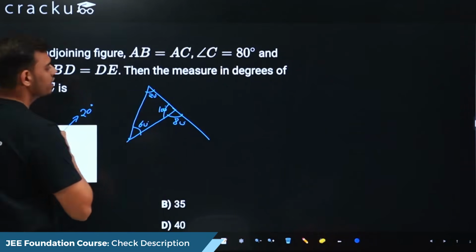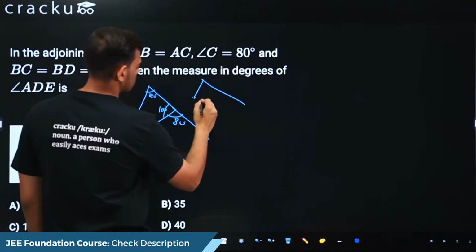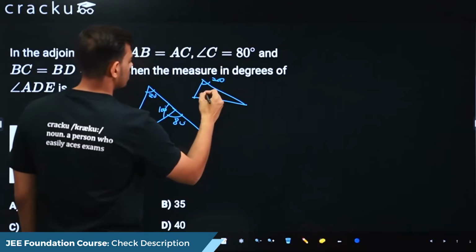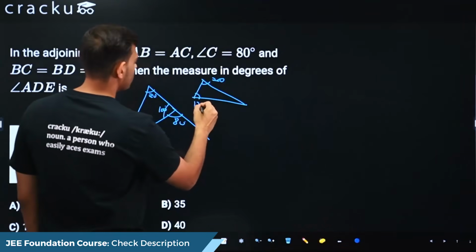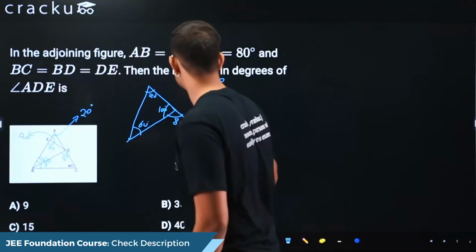So in triangle AED, I get this as 20 and this as 120. Now I need to calculate ADE.